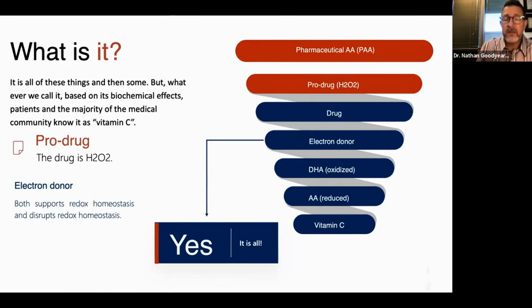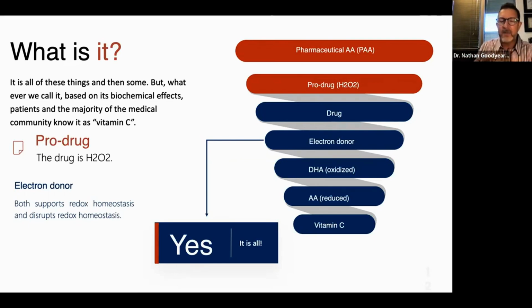Well, it's a lot of things. First, it's vitamin C. Second, it is reduced ascorbic acid. As I mentioned, this is the pH 3. When vitamin C or ascorbic acid loses or donates an electron, it becomes the oxidized form called dehydroascorbate.